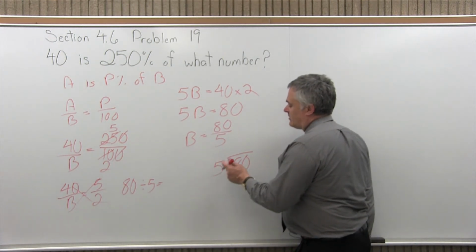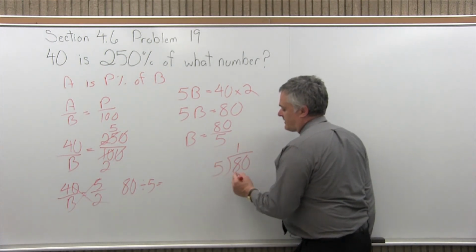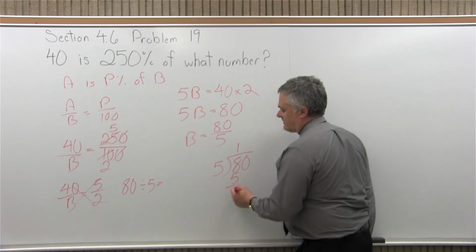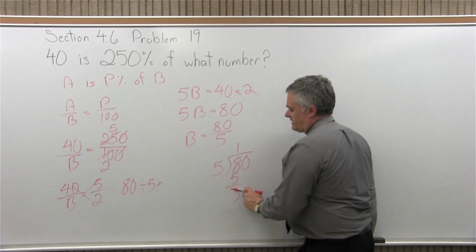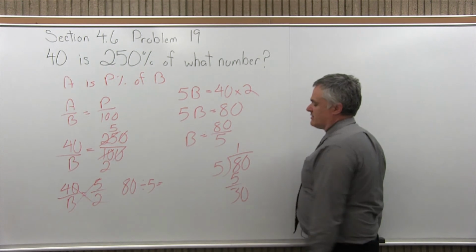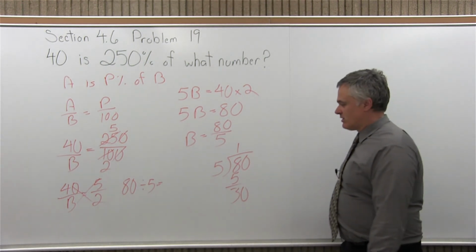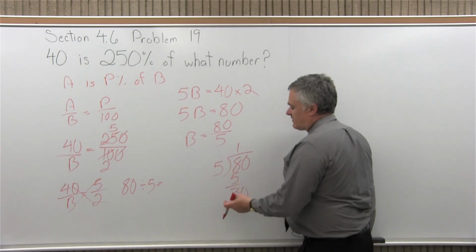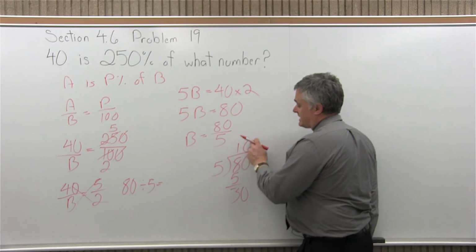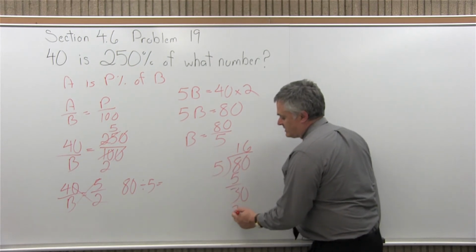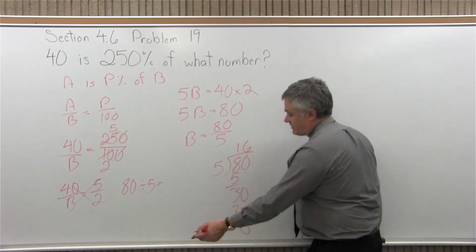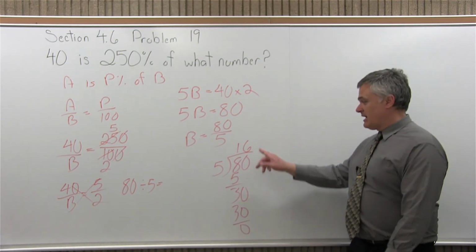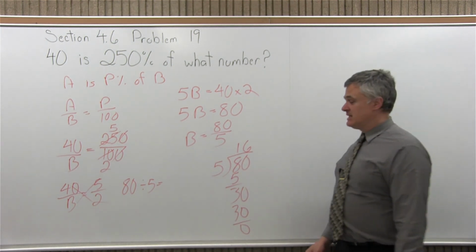5 divides into 8, it'll only go once. 1 times 5 is 5, 8 minus 5 is 3. Bring down the next digit, which is a 0, put it next to the 3. 3 with a 0 after it is 30. 5 times something is 30. Well, times 6 fits exactly. 6 times 5 is 30. 30 minus 30 is 0. Goes in evenly, no remainder. And as I predicted, the answer really is 16.